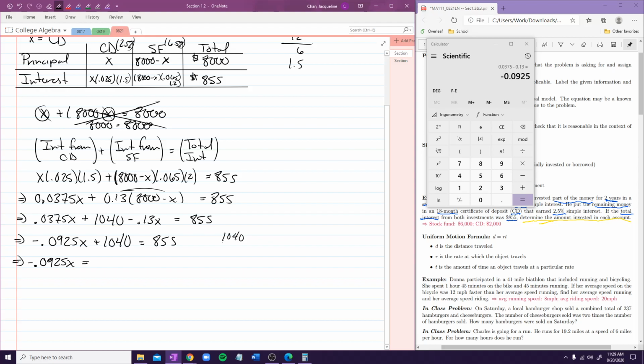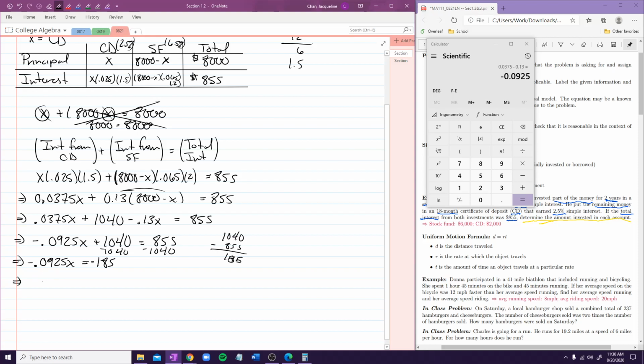All right. So 1,040 minus 855. That is going to be what, 195? 185. Oh, and this is going to be negative because I subtracted 1,040. The bigger number is 1,000 and it's attached to a negative. So we're really close.